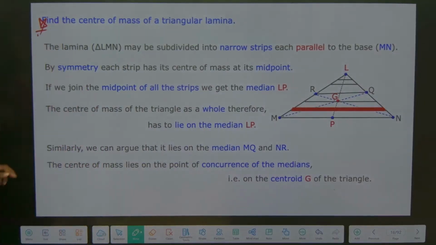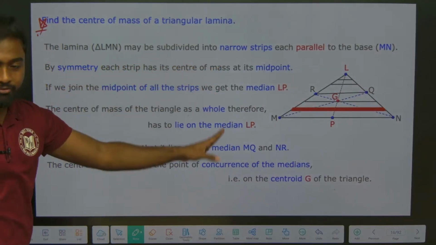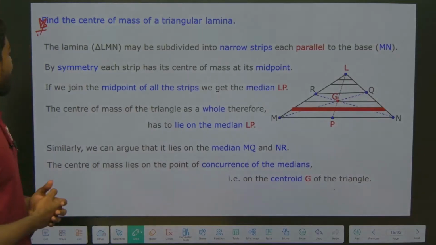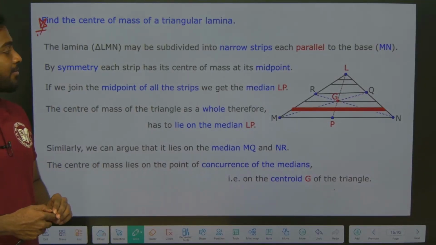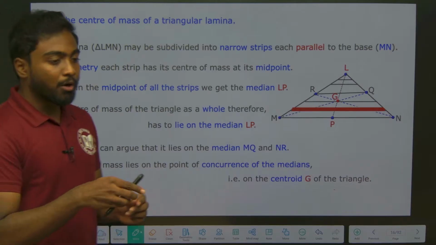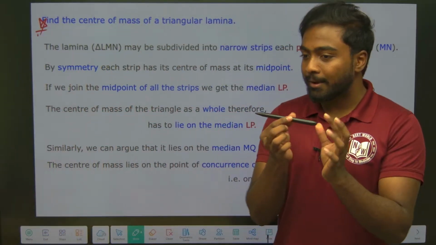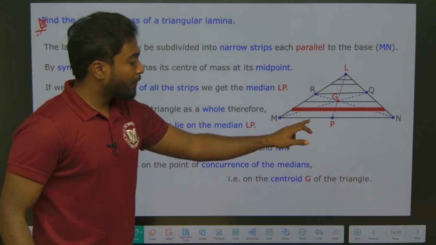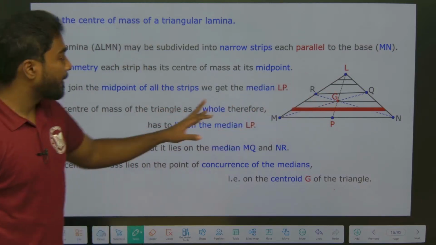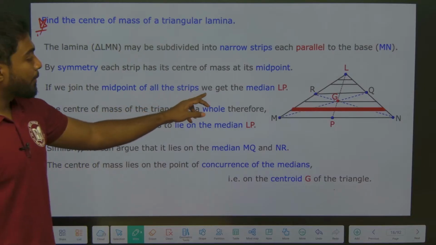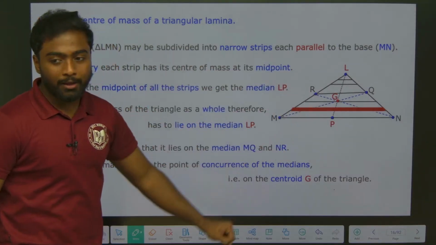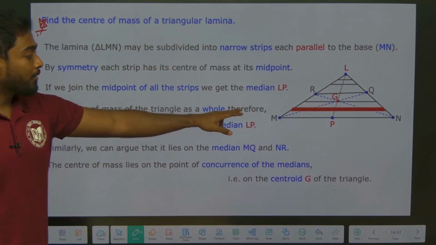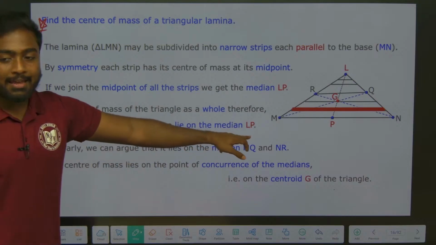A lamina may be subdivided into narrow strips, each parallel to the base. By symmetry, each strip has its center of mass at its midpoint, just as a rod has its center of mass at its midpoint. If we join the midpoints of all the strips, we get a median. So the center of mass of the triangle as a whole has to lie on the same median.